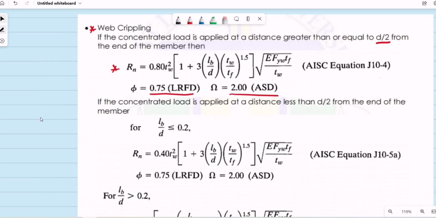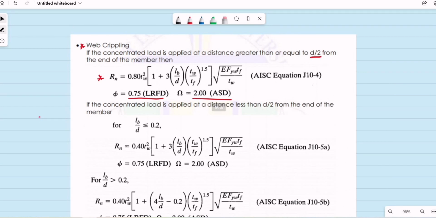Then the factor of safety for ASD is 2.00. Then for the next condition, if the concentrated load is applied at a distance less than d over 2 from the end of the member, that is for this condition. So this is L sub B from our previous discussion. L sub B is the bearing length for the concentrated load. If L sub B divided by the depth of the section is less than or equal to 0.2, then this will be the value of R sub n using this equation.